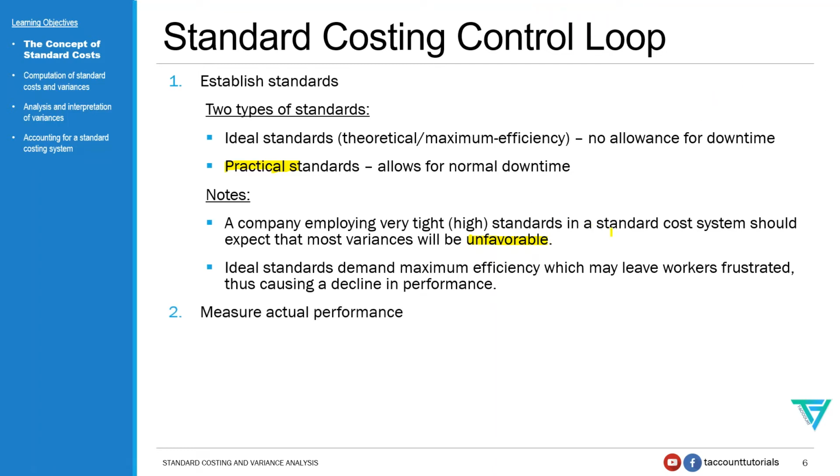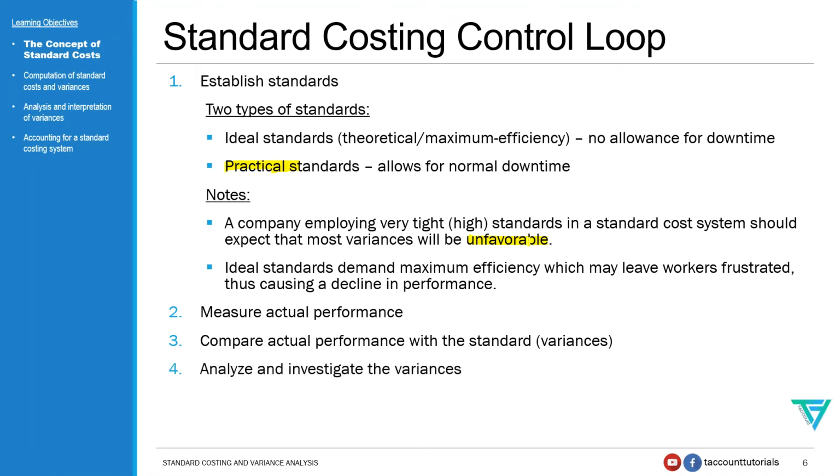Next step is after establishing the standards, management should measure the actual performance. So when we say actual performance, we are relating to the actual costs in the manufacturing line, which refers to our job order or process order costing system. Next, we compare the actual performance with the standard. This is actually the step wherein we would be measuring the variances or computing for the variances.